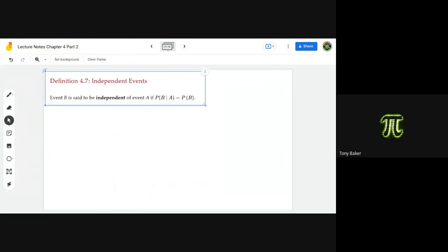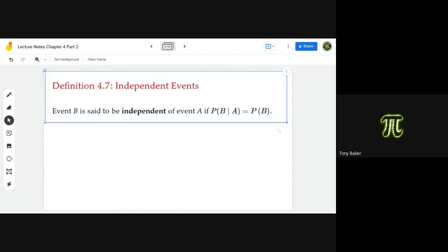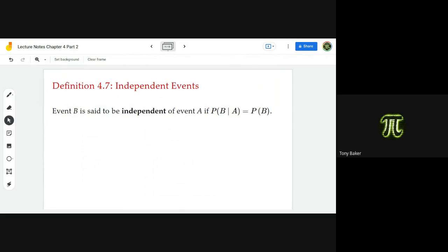Remember we were talking about mutually exclusive? When we're talking about conditional probability, you can have something known as independence. If the probability of B given A is the exact same thing as the probability of B to begin with, they're independent of each other. That means making that selection has no impact on the next choice.